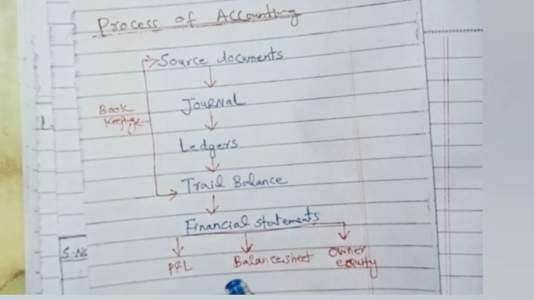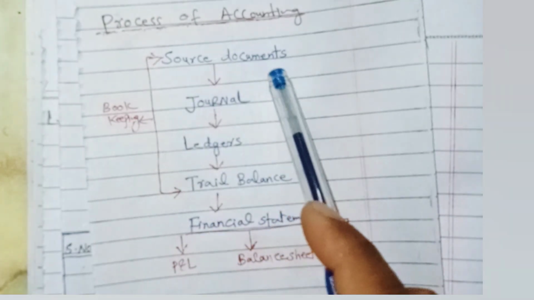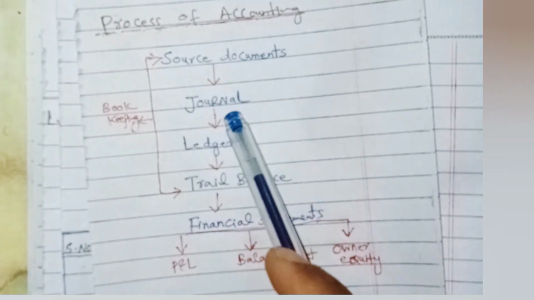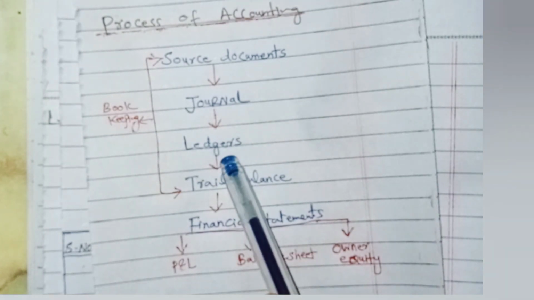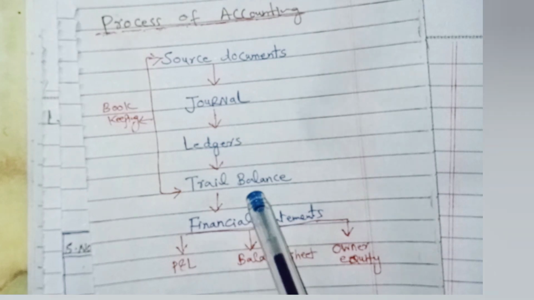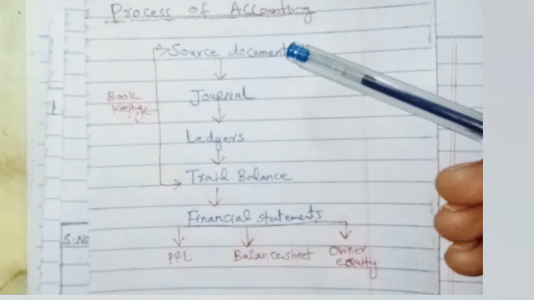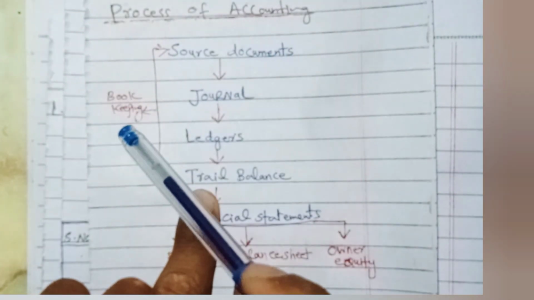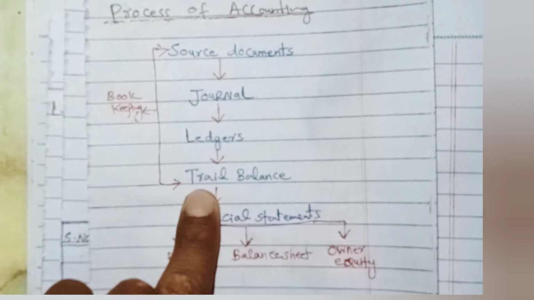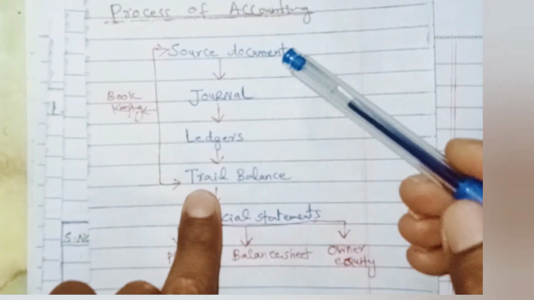Look at this process of accounting. First of all, source documents. From source document we will make the journal. From journal we will make the ledger. From ledger we will make the trial balance. If you look from source document to trial balance, this is called bookkeeping. A normal simple accountant is doing this job, bookkeeping.